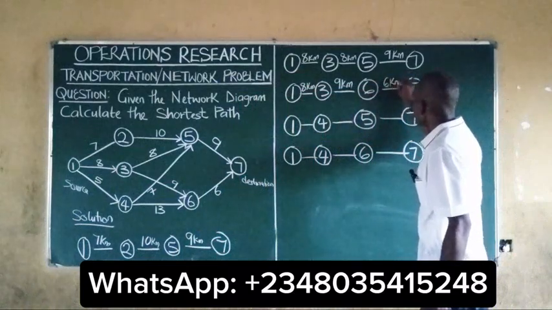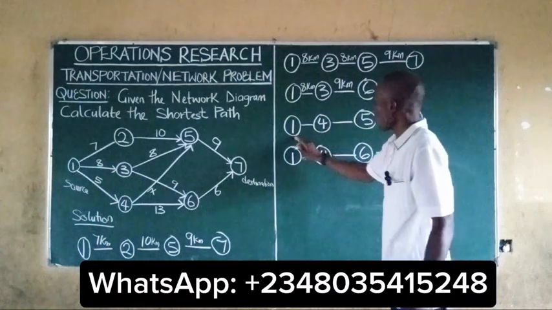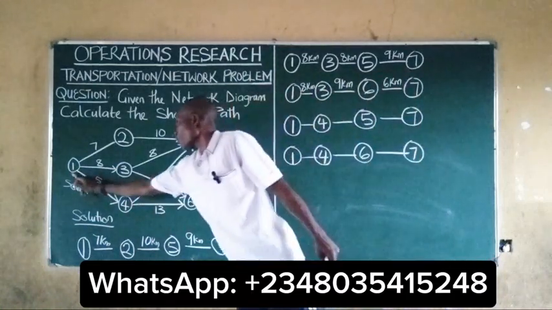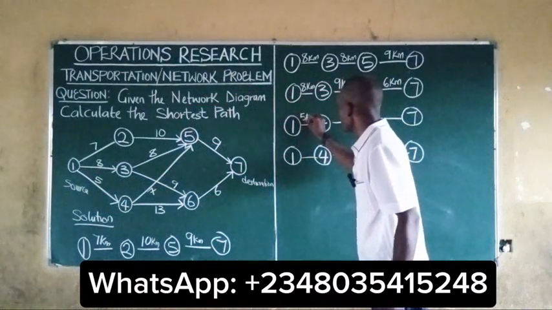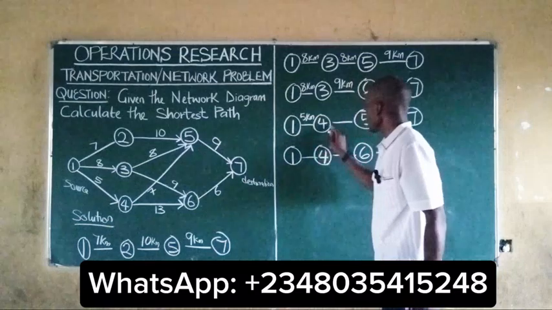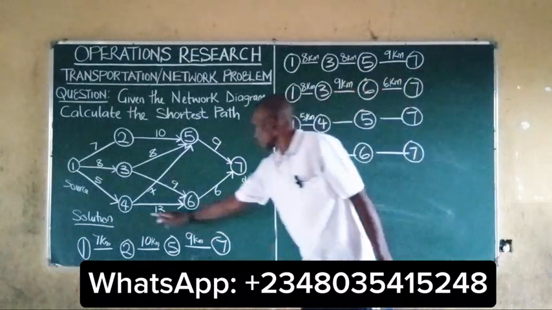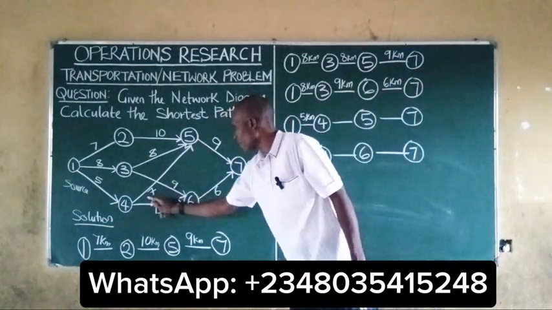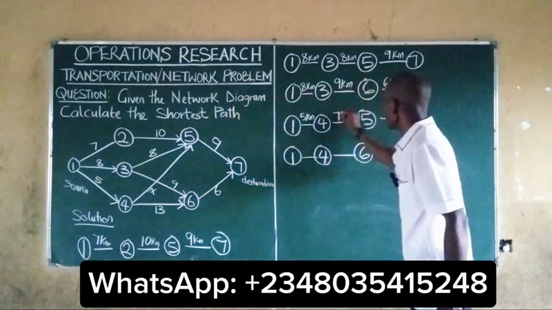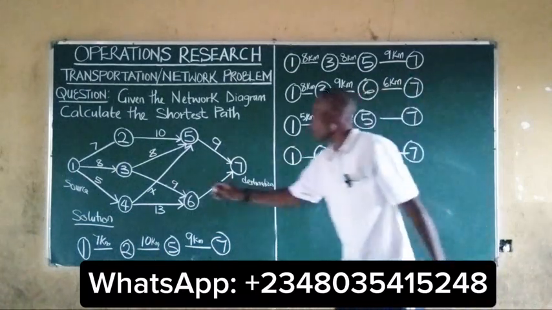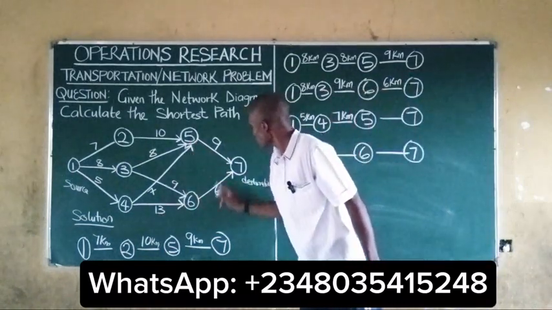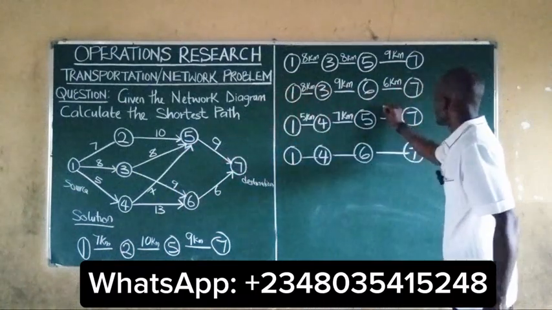Also, the distance from 1 to 4 is 5 kilometers. The distance from 4 to 5 is 7 kilometers. And the distance from 5 to 7 is 9 kilometers.